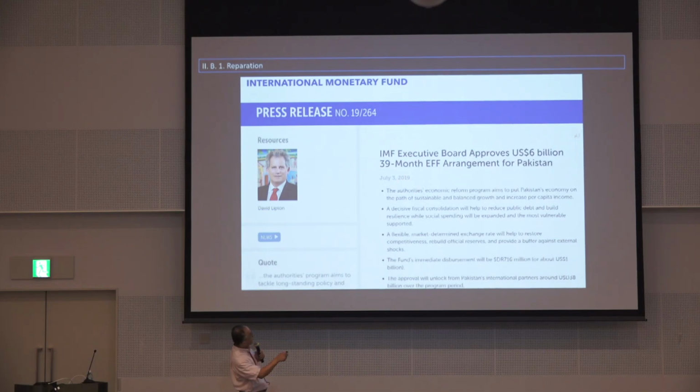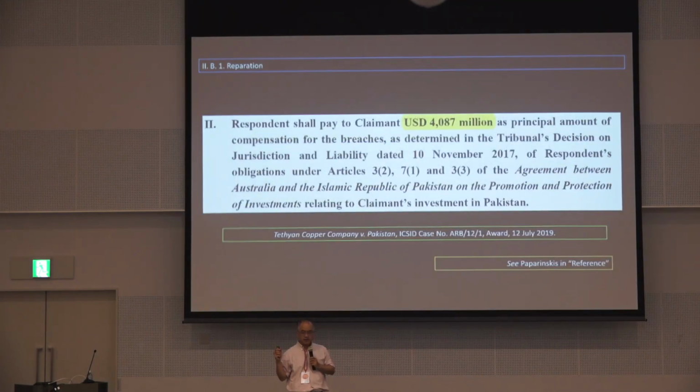Same year, July 3rd, 10 days before the award, the IMF announced that they would make an emergency loan to Pakistan for its financial crisis, right? $6 billion. So the IMF decided to loan $6 billion for emergency reasons to Pakistan, and 10 days later, Pakistan has to pay $4 billion to an investor. So what shall we do? Well, this is a consequence of full reparation. Pakistan is required to pay because it committed an internationally wrongful act. Well, what's wrong with that? I mean, they did something wrong, and they are required to pay full compensation as the result of this.